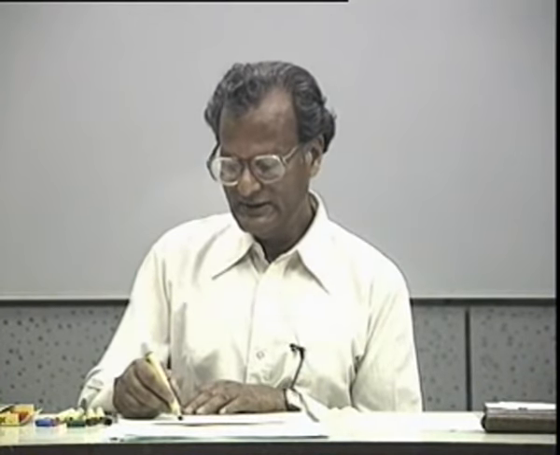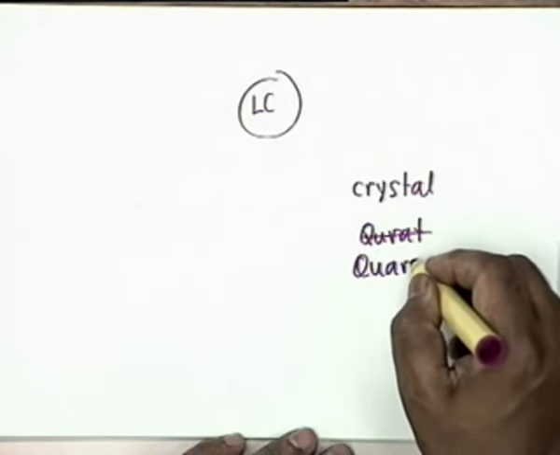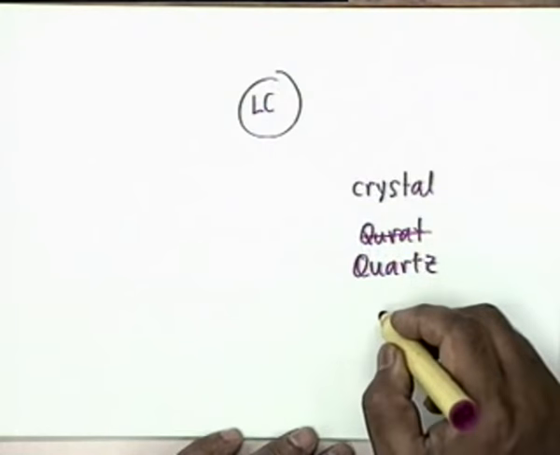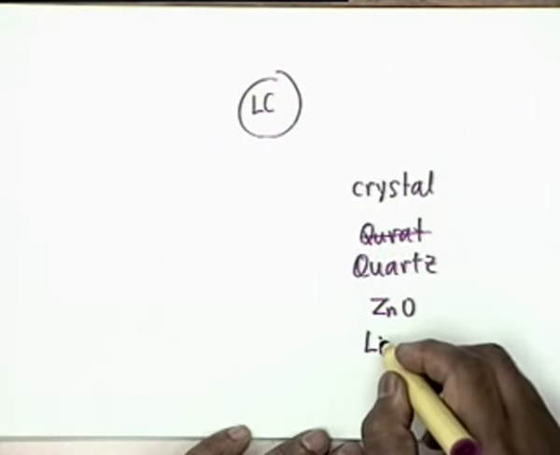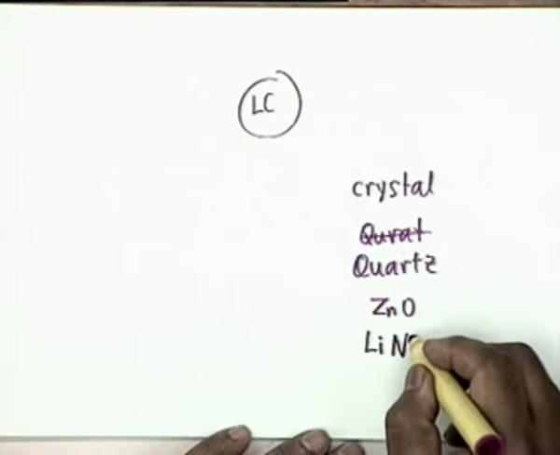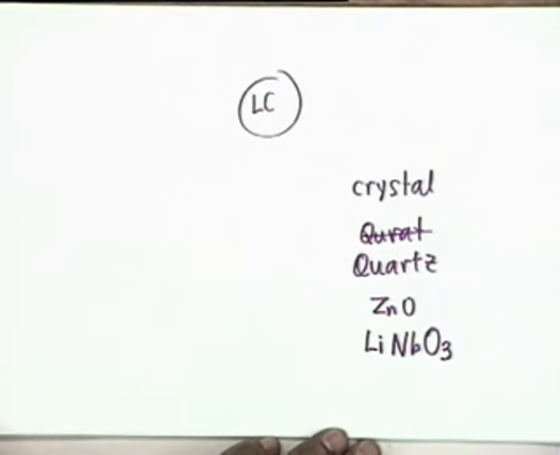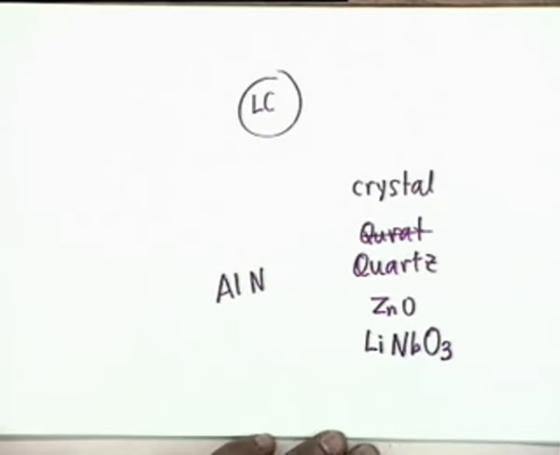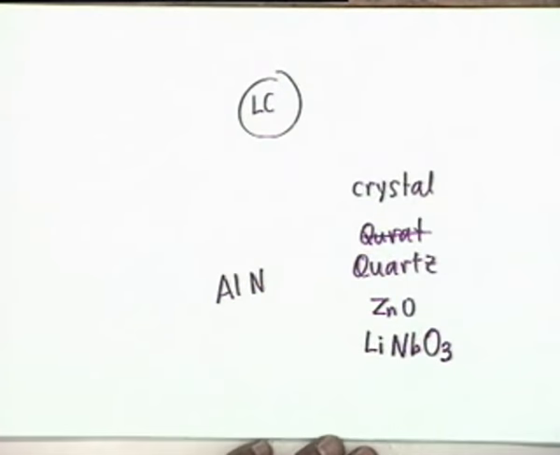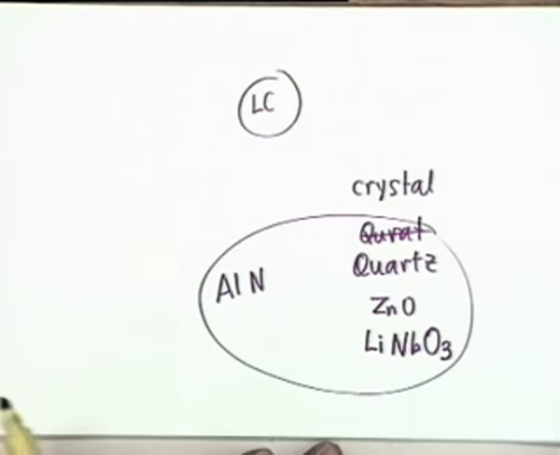The material that is used for the crystal is either quartz, zinc oxide, or lithium niobate, LiNbO3. I am not too good in chemistry. Also aluminium nitride, AlN. These are the materials from which a crystal is made.